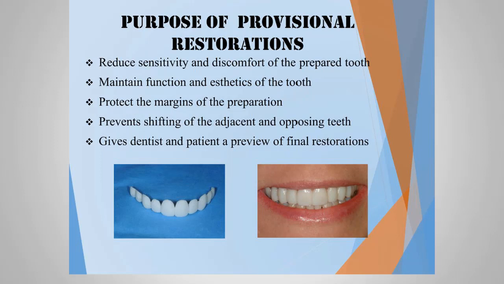Preventing shifting and movement of not only the prepped tooth but the adjacent and opposing teeth is also very important, and is one of the things temporaries can do. If we don't have good contacts with our temporaries, teeth move, the space in which we've taken the final impression is going to be altered, and so the potential of making a lot of adjustments, or not having the final restoration fit at all, can be a result of that.